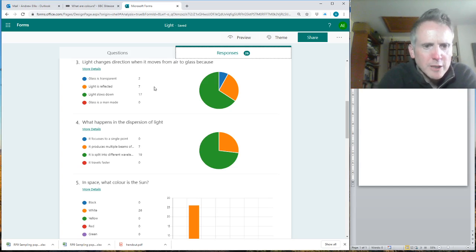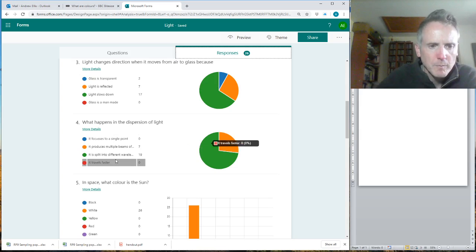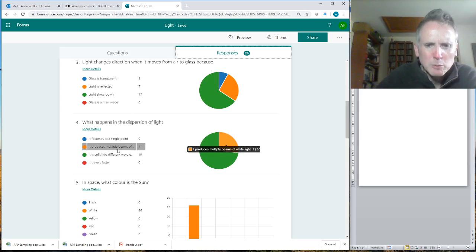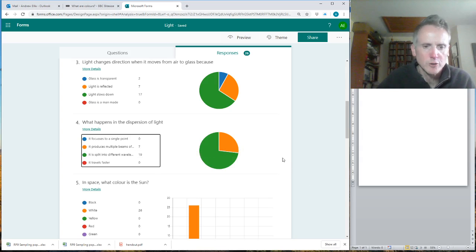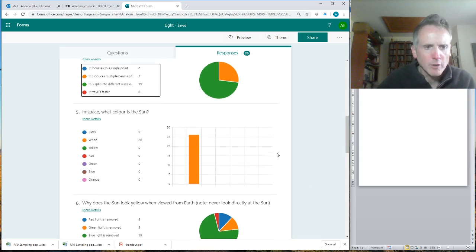What happens in the dispersion of light? Again, well done, the 19 of you. It splits into different wavelengths. Some said it produces multiple beams of light. No, that's when you split light into separate beams, but that's still keeping it as white light. When it's dispersed, it breaks up in terms of its wavelengths, and therefore we get that colour spectrum, all the colours of the rainbow. Everyone got 5 right.